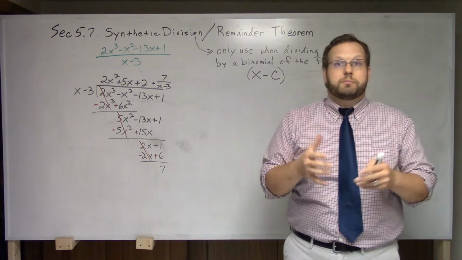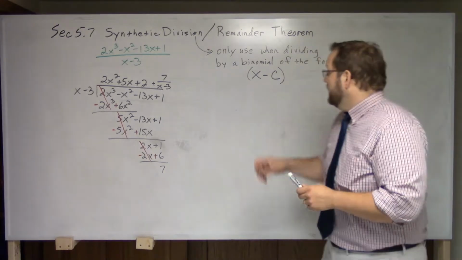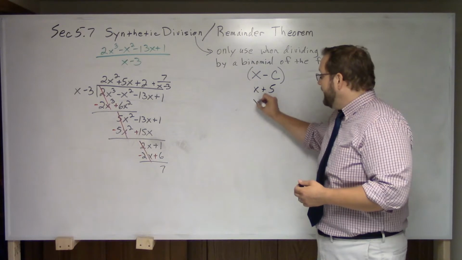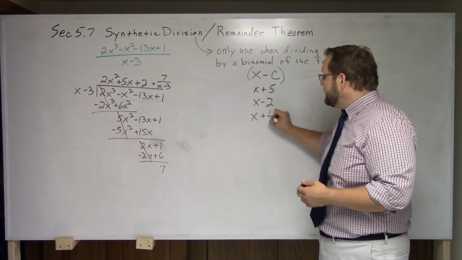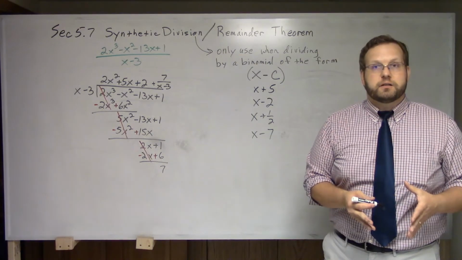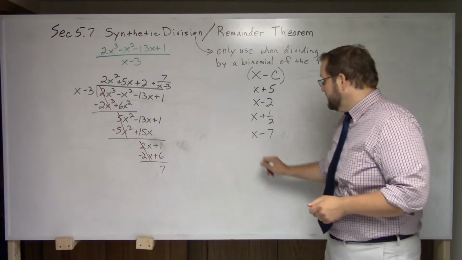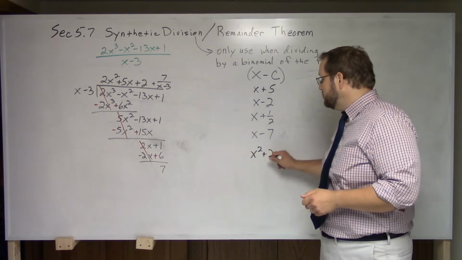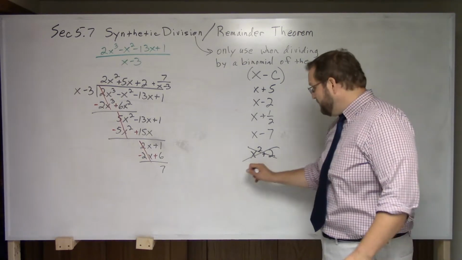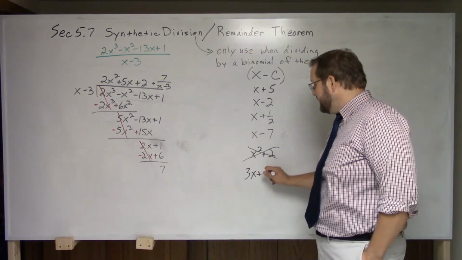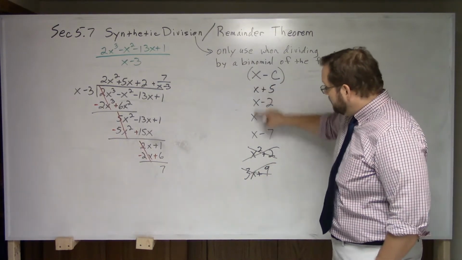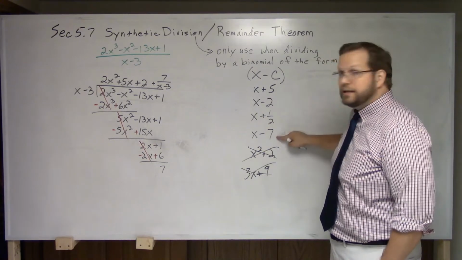Okay, so some examples, if you have a divisor of x plus 5, that would work. If you had x minus 2, x plus a half, x minus 7, those would all fall under synthetic division. What would not fall under synthetic division is something like x squared plus 2. That x squared takes it out of contention there. If we had a 3x plus 9, you wouldn't use it with that. We're only using it when we have a 1x in front and then a constant on the other side.